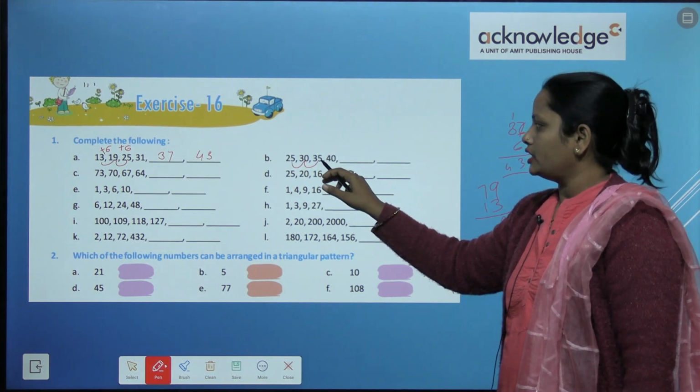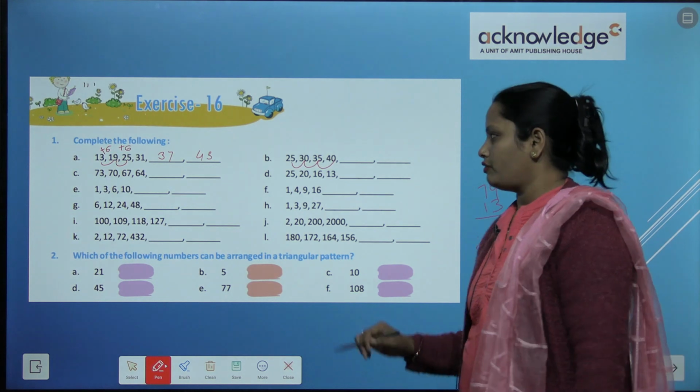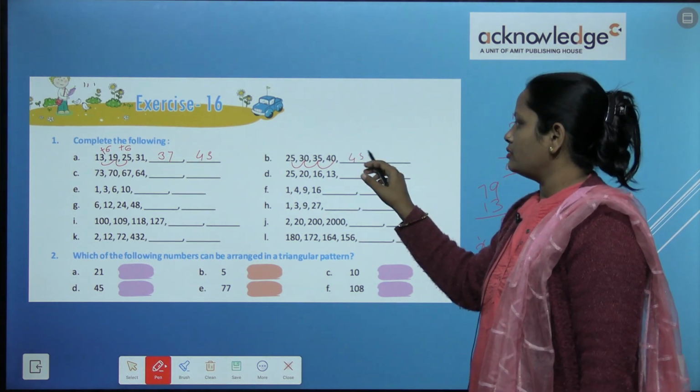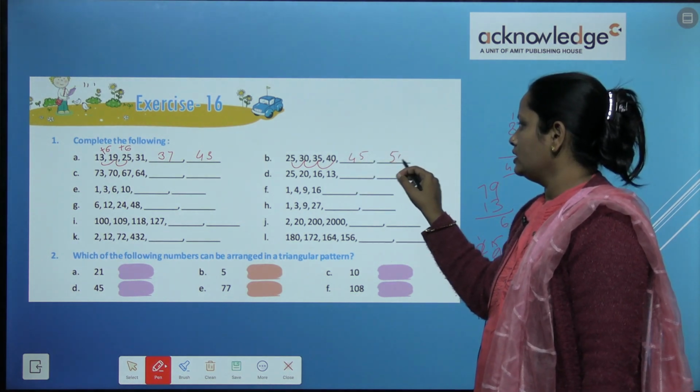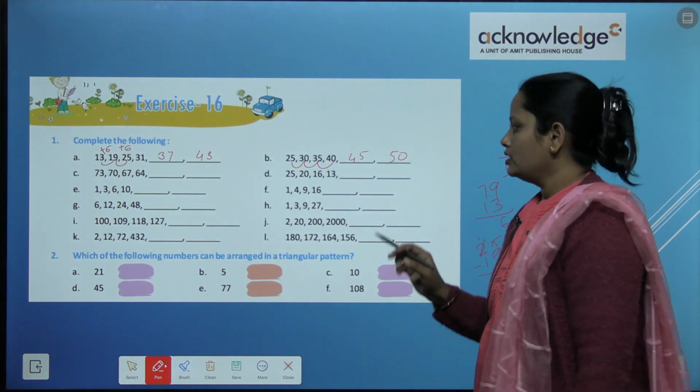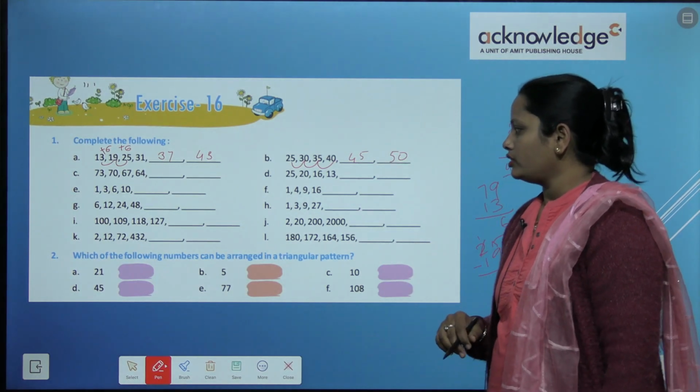Now let's move on to this B part. 25, then 30, then 35, then 40. Here you can see 5 differences there. So next number will be 45 and then 50. Similarly children, you have to do the rest.